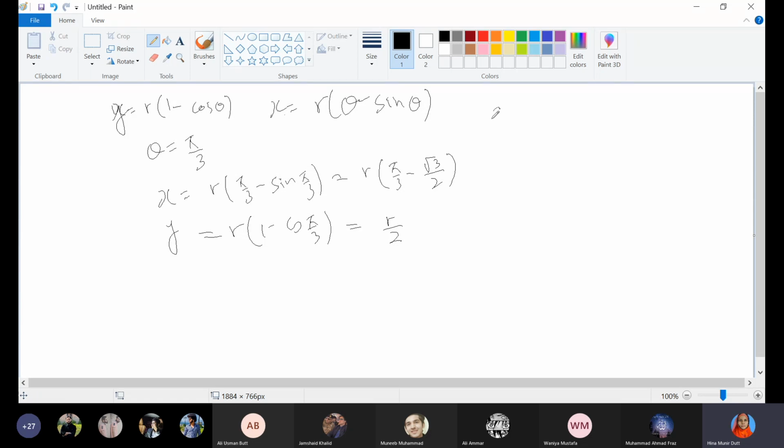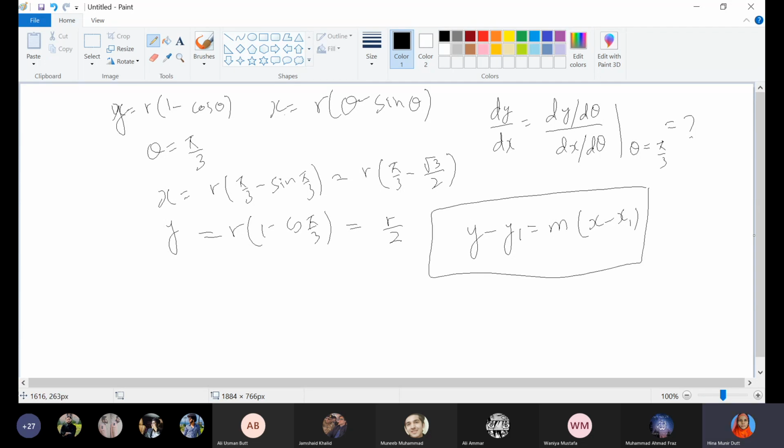And then you will find dy by dx, which is equal to dy over d theta over dx over d theta at theta is equal to pi by 3. And now this would be your equation. Y minus y1 is equal to m into x minus x1. This is your final equation.